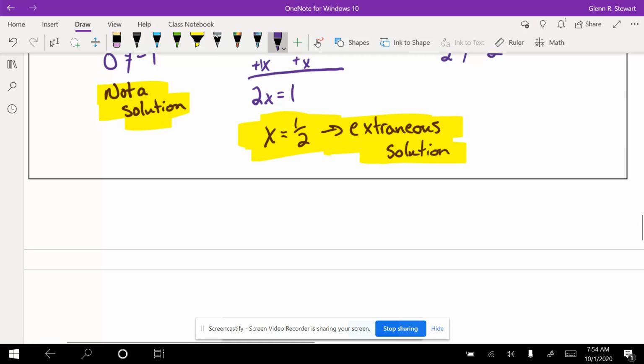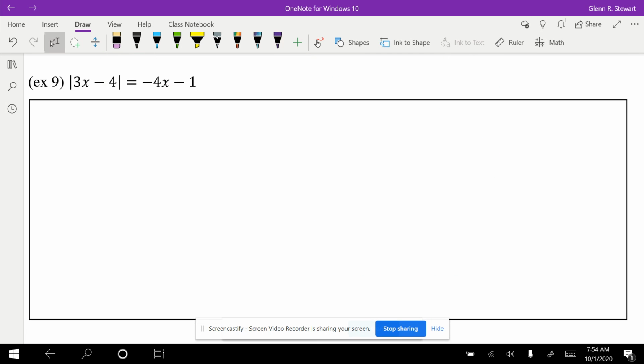Okay, one more example problem that I have for you today. Take a look at example number 9. Here we've got 3x minus 4 in absolute value is equal to negative 4x minus 1. Try it. I'm going to give you a couple minutes. I want you to just try it, see if you can get solutions. When you do, plug them back in. See if any of them are extraneous.